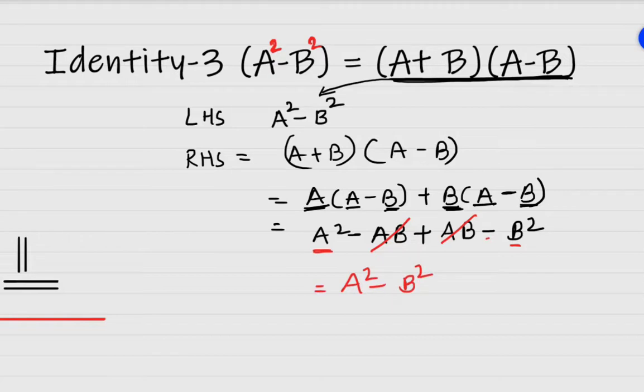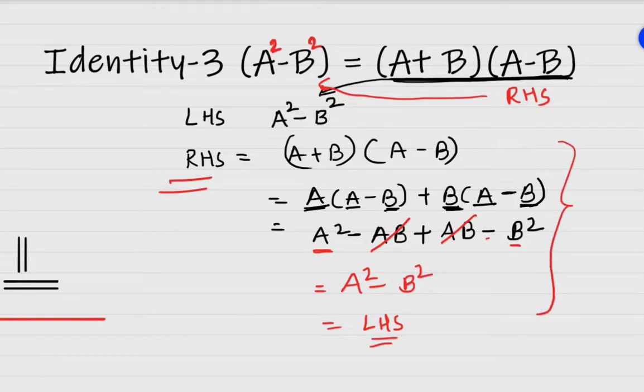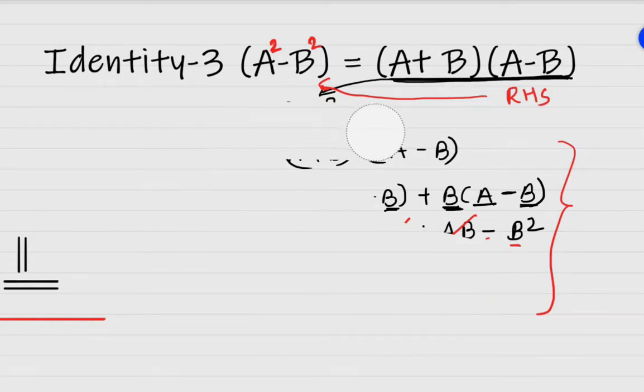So if you begin with your RHS, you reach your LHS. You have started with your RHS and you have come up to the LHS. So you can say that a square minus b square is equal to a plus b multiplied by a minus b. Now we can solve this using the geometrical method also.